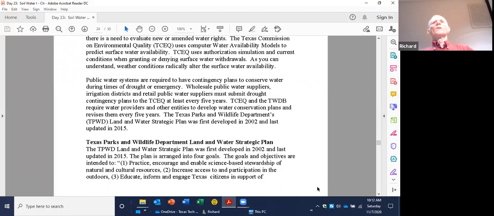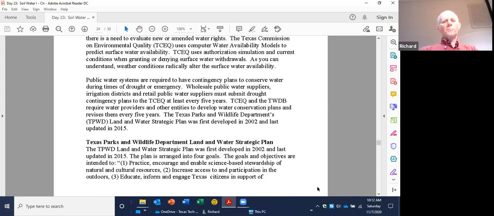In Lubbock, you can only irrigate 2 days a week, and you can only irrigate at a particular time, and you can only irrigate a certain amount. Why? We're in a drought, we have limited water resources, and so they limit the amount of water that you can pump.